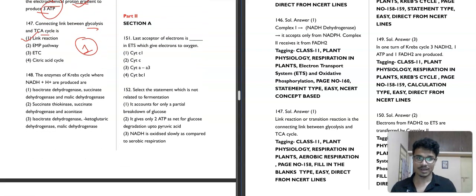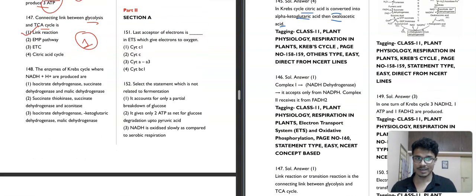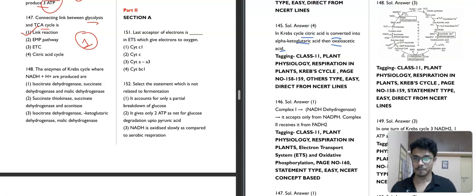Then question number 148. What is it saying? It is saying that the enzymes of the Krebs cycle where NADH and H plus are produced are... you can just see where NADH and H plus are produced, from here. This one. Right? Okay, so there it will be isocitrate dehydrogenase, I think.